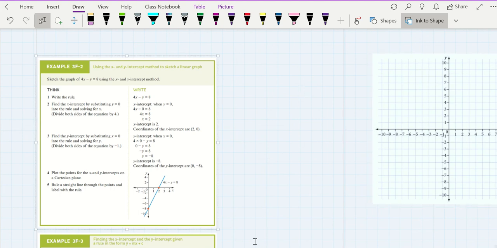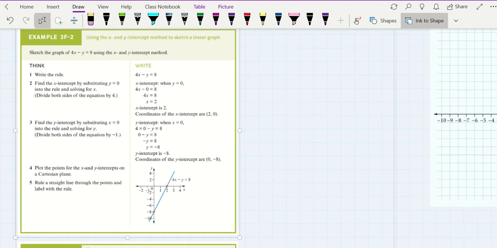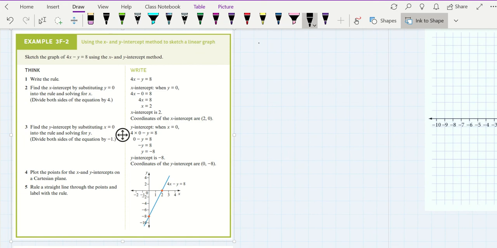So sketch a graph of 4x take y equals 8. So what do we say? 4x take y equals 8. And what do we want to do? We want to substitute in 0 for the x and the y values to find the others.